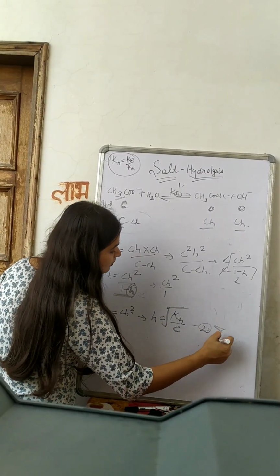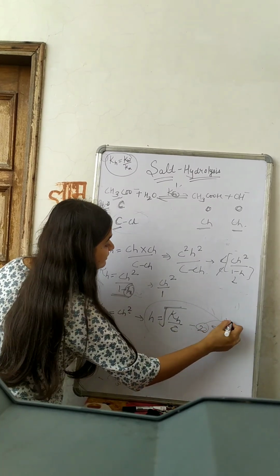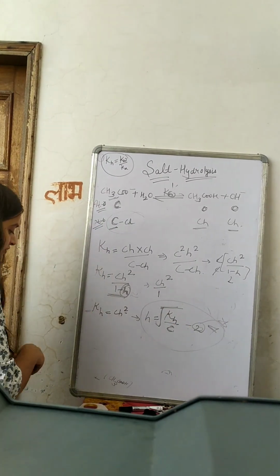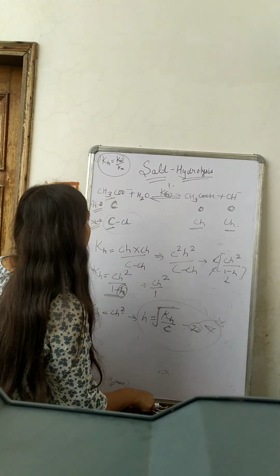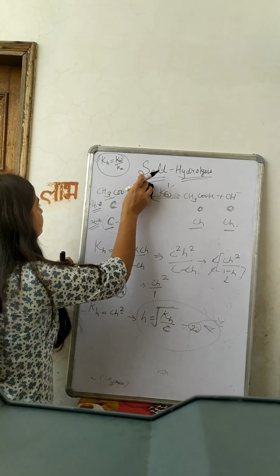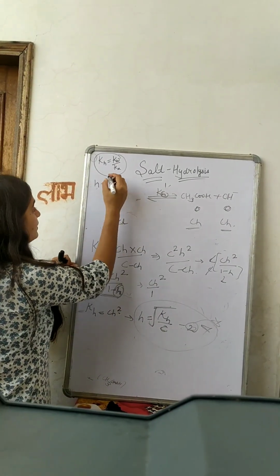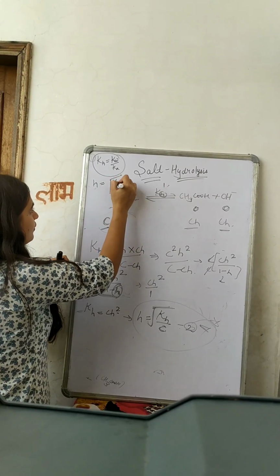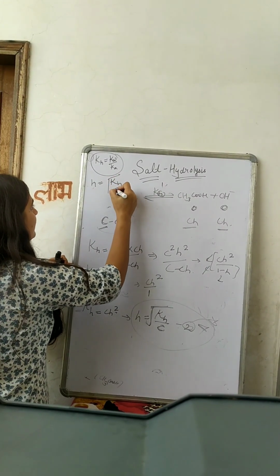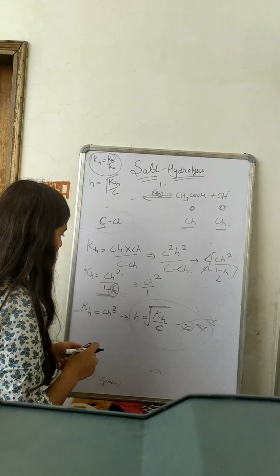This is the second most important formula. So we can write over here that h is equal to the under root of Kh by C.